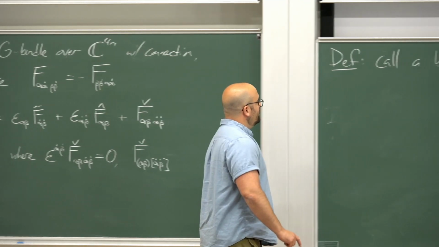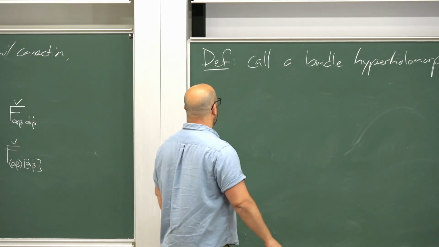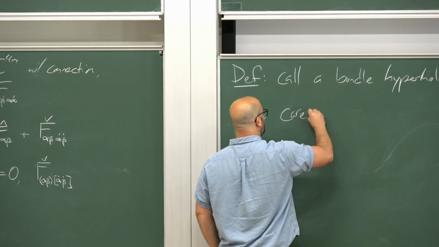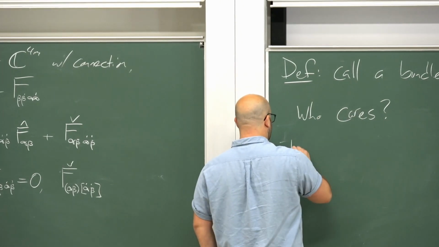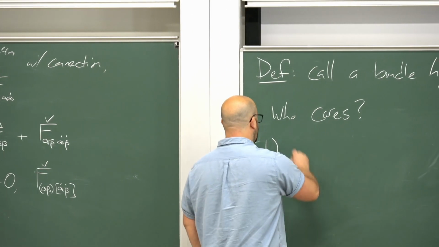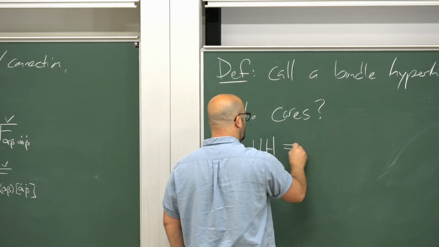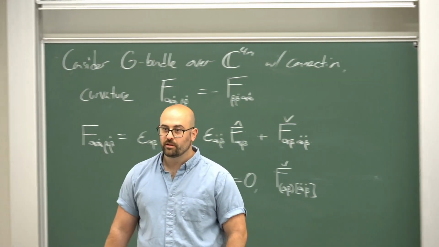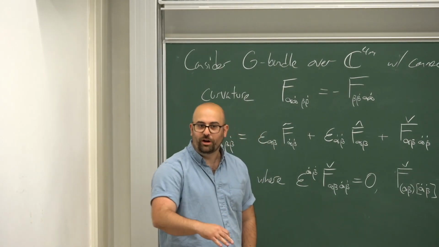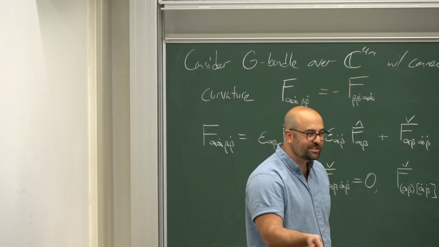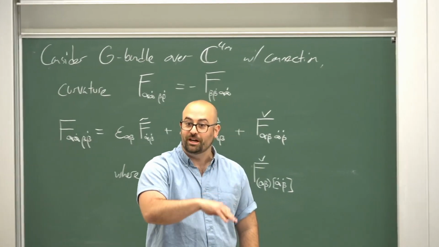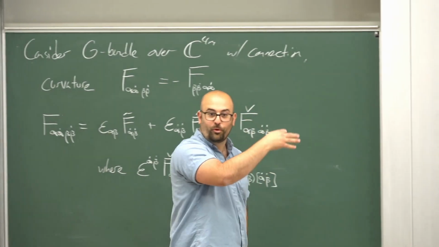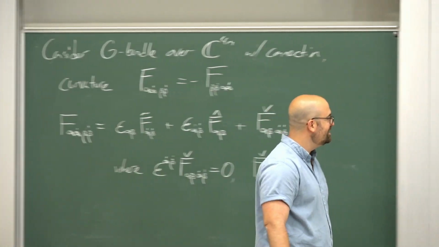So, great. Who cares? Why do we care? Well, the first reason to care is that this hyperholomorphic condition always implies that the gauge field is Yang-Mills. Okay, so for m equal 1, this is a well-known fact. You have a self-dual gauge field, it's always Yang-Mills because the Bianchi identity is then equivalent to the Yang-Mills equation. But in fact, it's true for 4m, m greater than 1, for exactly the same reason.